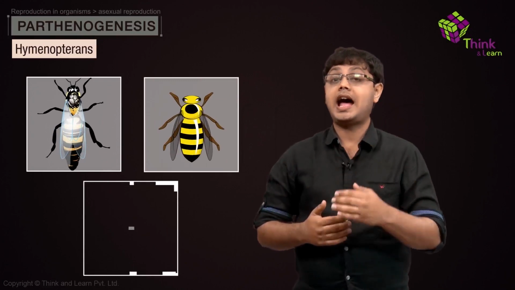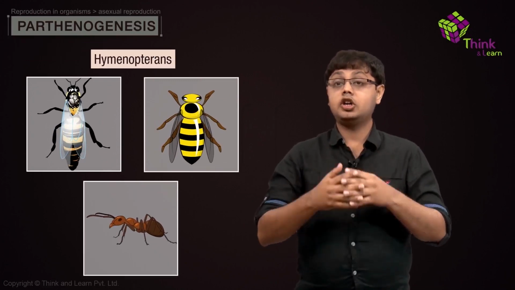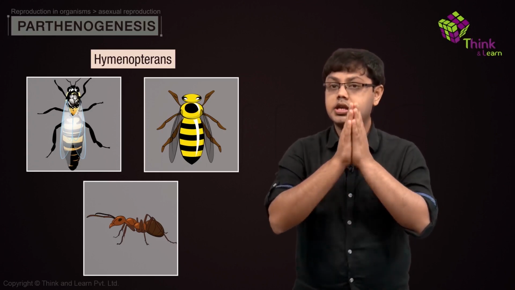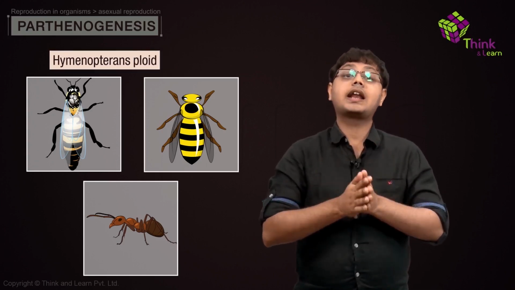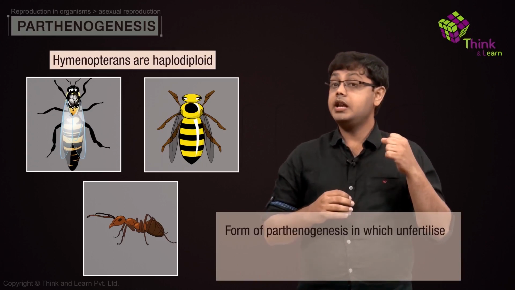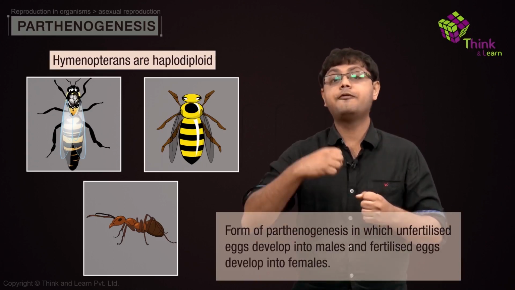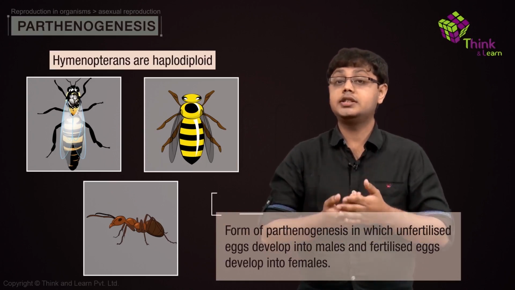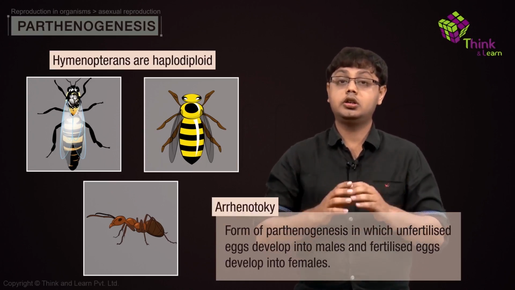The best example of parthenogenesis is in hymenopterans, the taxonomic order to which honeybees, wasps, and ants belong. Any ant or bee or wasp male got there by parthenogenesis. Hence, hymenopterans are haplodiploid. That is, male comes from unfertilized eggs, female from fertilized eggs. This standard parthenogenesis is called arrhenotoky.